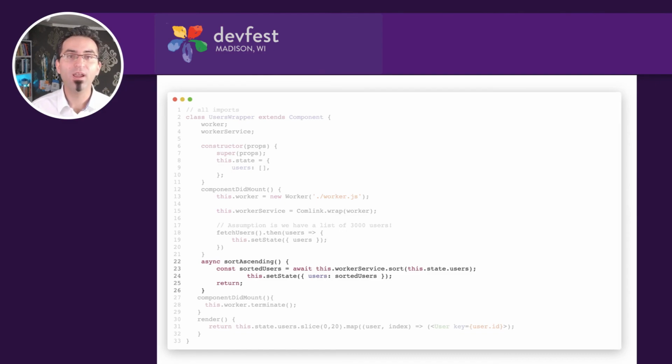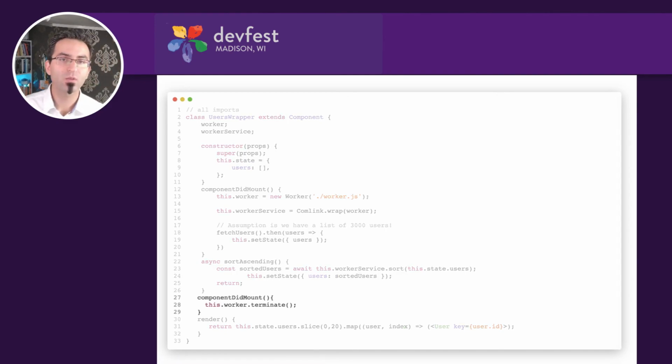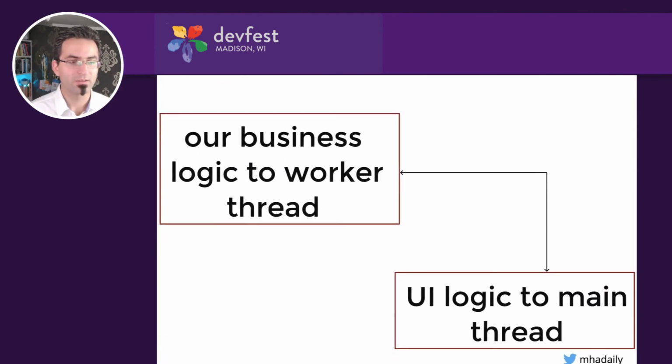For instance, if I have a sorting function which takes time because it's synchronous, and I want to sort some list, I can just spawn this worker and give this business task to the worker. Once it's done, I'm just waiting for that, receiving the response, the sorted data, and then I can set my state. Of course, remember that once you're done with your worker, it's nice to terminate it in order to clean up.